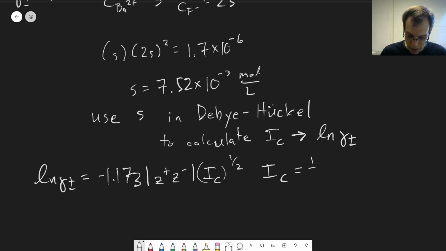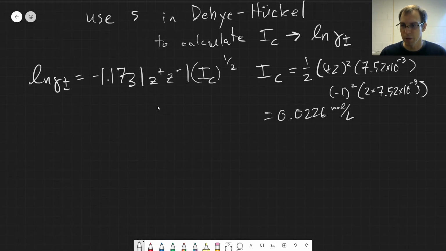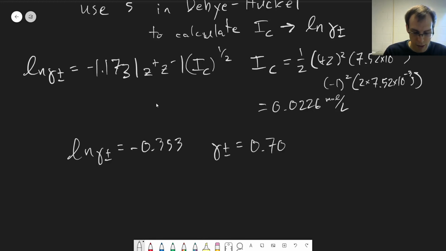If we do that, we get 1/2 times plus 2 squared times 7.52 times 10 to the minus 3. That was the concentration we just found. And then we'll have our fluoride, which is minus 1 squared and twice that, right? So 2 times 7.52 times 10 to the minus 3 molar. And if we do that, we get an IC value of 0.0226 moles per liter. And then we can plug that into the Debye-Huckel formula. If we do that, we get that log of gamma plus minus is equal to negative 0.353, or that the mean activity coefficient is 0.703.